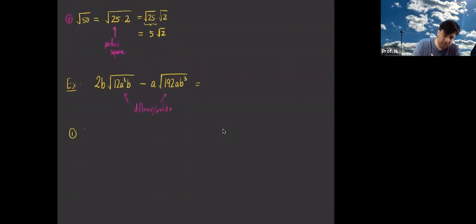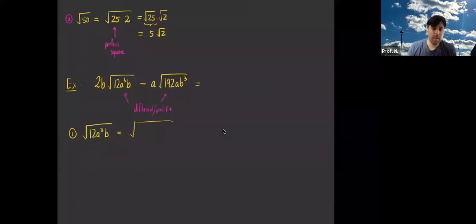So the first thing is, what is the square root of 12a cubed b? What does that simplify to? And remember, all we have to do is find the biggest perfect square that divides the expression. So for example, let's look at 12. What multiplies to 12 where one of those factors is a perfect square? So 12, you can do 2 times 6, but 2 and 6 aren't perfect squares. You realize you can do 4 and 3. 4 times 3, 4 is a perfect square.